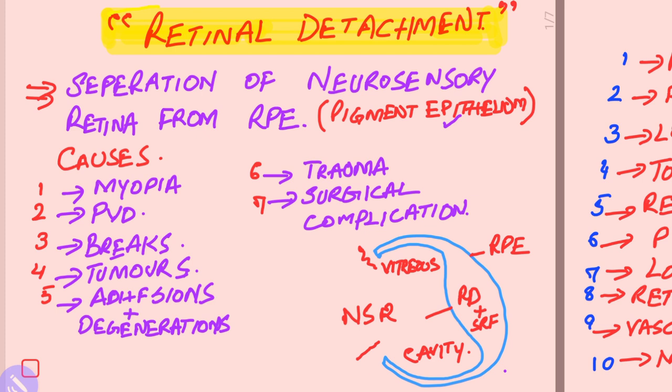Now we will see in this diagram, this is the retinal detachment, that is the separation of the retinal neurosensory layer from the retinal pigment epithelium. This is the retinal pigment epithelium, this is the neurosensory layer, and in between there is a gap created. That gap is called retinal detachment with SRF, subretinal fluid present. This is the vitreous cavity.